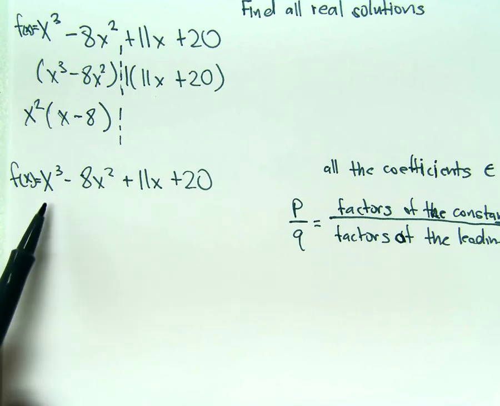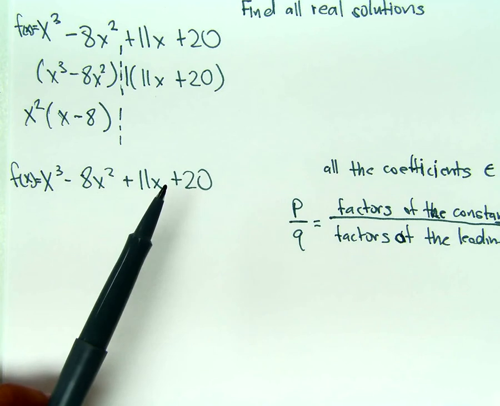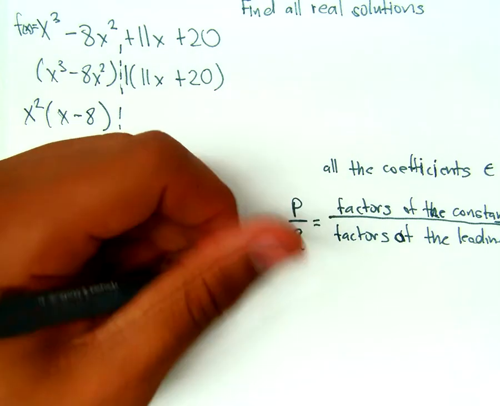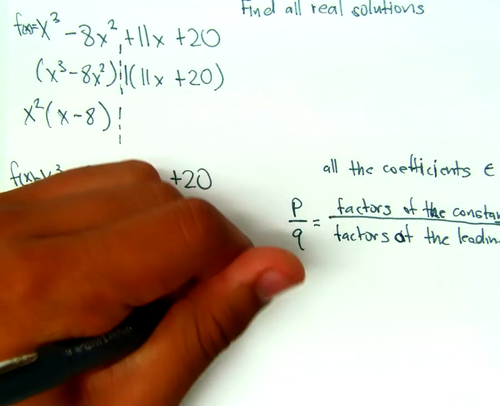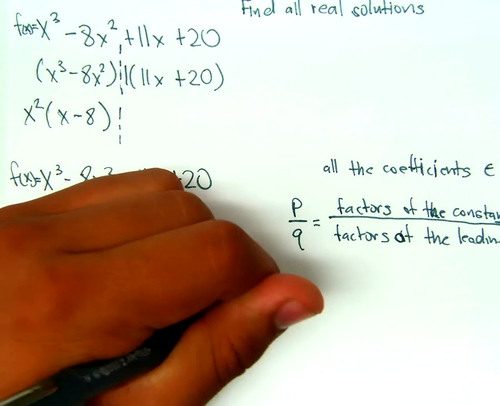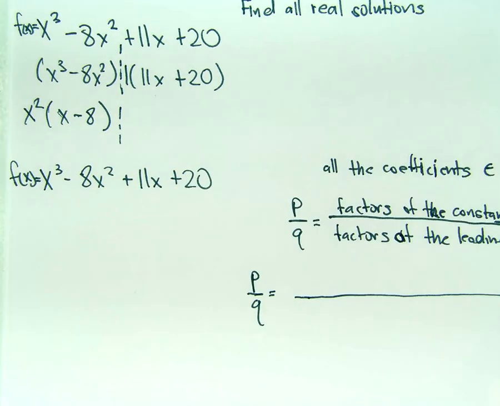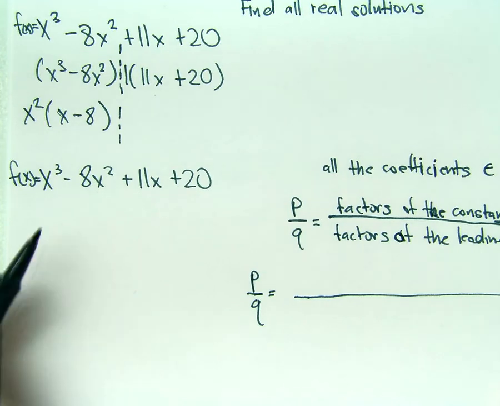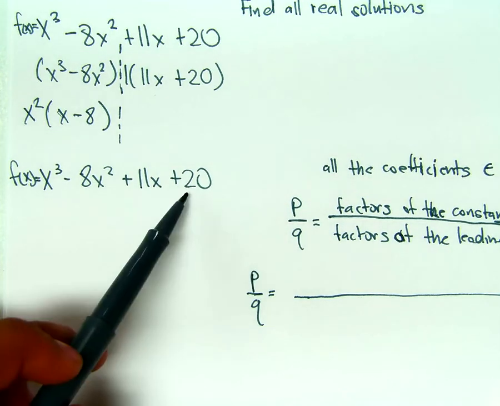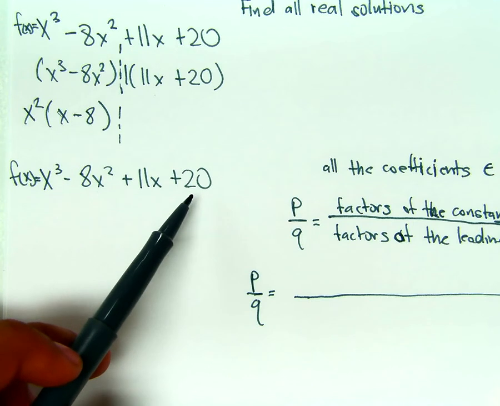Okay, so what we want to do is, yes, you have a question? So the leading coefficient is that coefficient. So our leading coefficient for this function would be what? 1. And what's our constant or our last term? 20. Okay, so to the side right here, we want to find our P over Q. Okay, so looking at P first, 20, we want to find the factors.